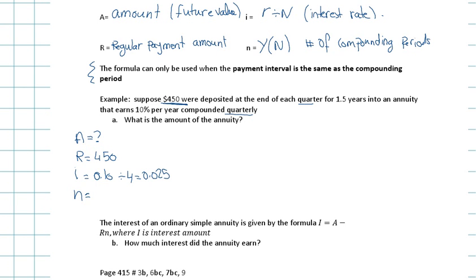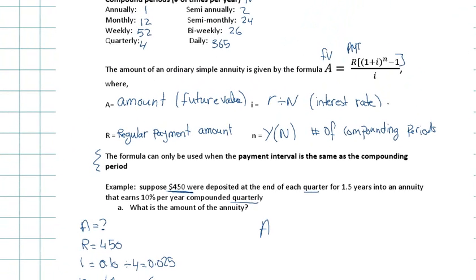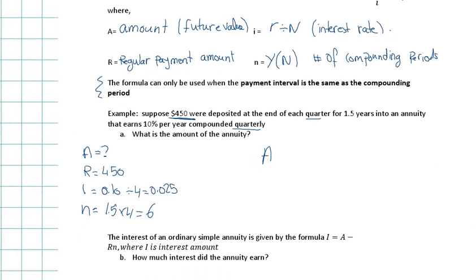What's small n? 1.5 times 4. So that's going to be 6. Now what we have to do is take the formula. So the formula is A equals R times (1 plus I to the power of n minus 1) over I.